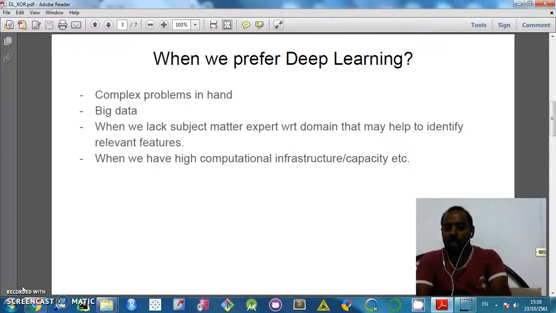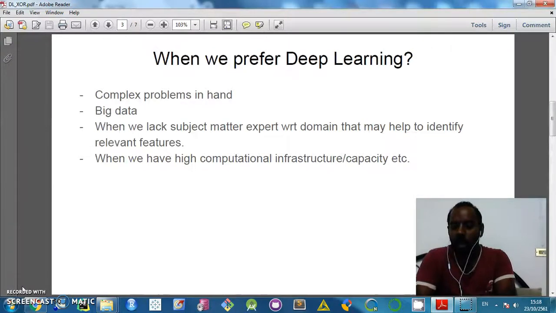So when do we exactly prefer deep learning? When we have complex real-time problems, we stick to deep learning, or when you have very big data. Or if you have a high computational infrastructure, then you can also prefer deep learning. And lastly, even if there is no domain expert, you can go ahead with deep learning.